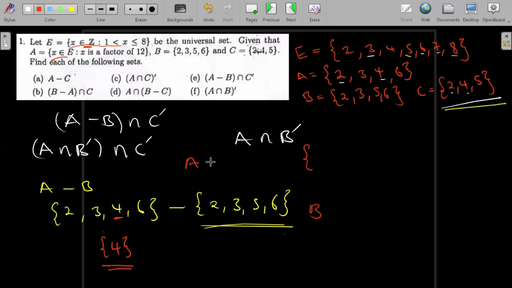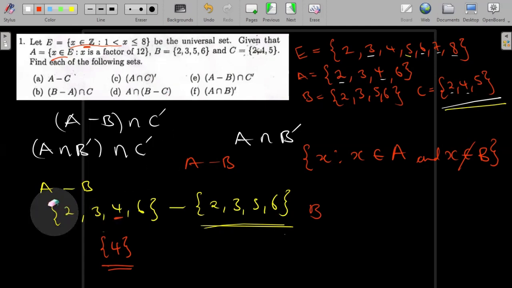So A minus B is the set of X such that X is a member of A and X is not a member of B. That's what it means. X being a member of A and X not in B. So I check for the element that is in A but not in B, and that element is just 4. So if you take that approach, this is how you're going to do it. Okay.